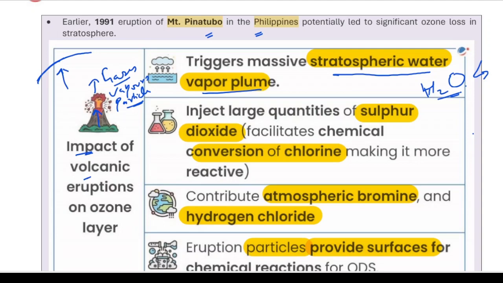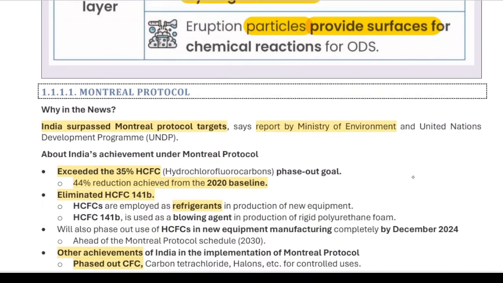Now the other is that it injects a large quantity of sulfur dioxide, which is responsible for conversion of chlorine, and contributes to atmospheric bromine. We have seen chlorine and bromine are all responsible for the formation of these free radicals of chlorine and bromine. Now moving next. Eruption particles provide surfaces for the chemical reactions. These particles, like polar stratospheric clouds, provide surfaces where the chlorine atom gets formed, and then this chlorine atom goes to the ozone to form an oxygen compound.